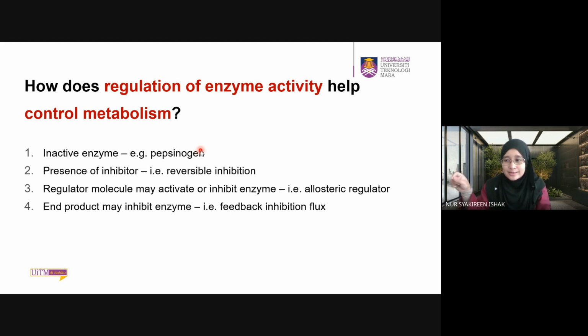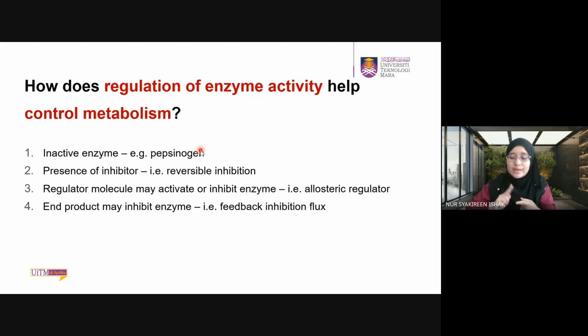Okay, hydrochloric acid. Apart from killing off bacteria that enter with the food you eat that may be contaminated, another function of the hydrochloric acid is to activate the pepsinogen. Due to the acidic condition, the presence of hydrochloric acid activates the pepsinogen to become pepsin. Only then can the pepsin digest protein in the stomach. So that is how pepsin is regulated due to the acidic environment.